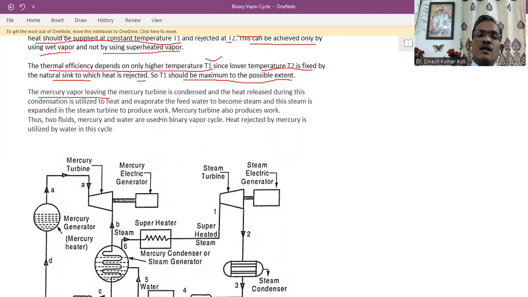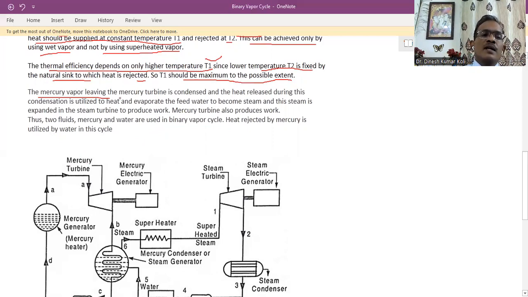So we use another working substance, mercury. But mercury also has drawbacks: it is toxic in nature, it does not wet the surface well for heat transfer, and it is costly as well as limited in supply. So the solution is to use the combined cycle using both cycles.